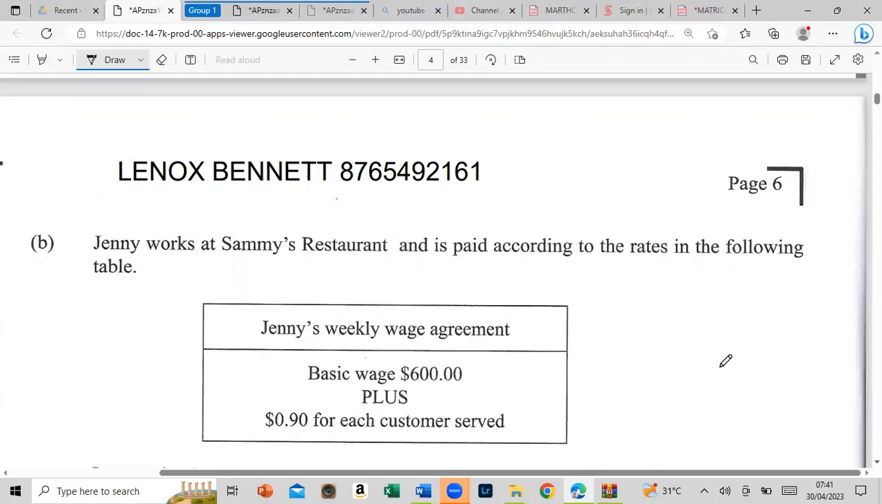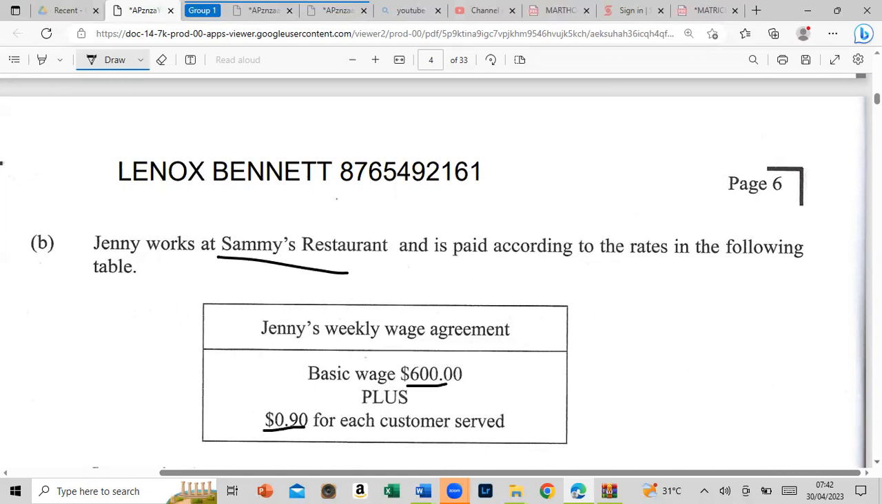All right. Jenny works at Sammy's restaurant and is paid according to the rates in the following table. Jenny's weekly wage agreement. So the basic wage is $600. The basic wage means you're going to get that regardless of whatever. So that's like a flat rate. You must get the 600, guaranteed once you go to work. Plus 0.9 for each customer served. So for every customer you serve, you're going to get 90 cents.